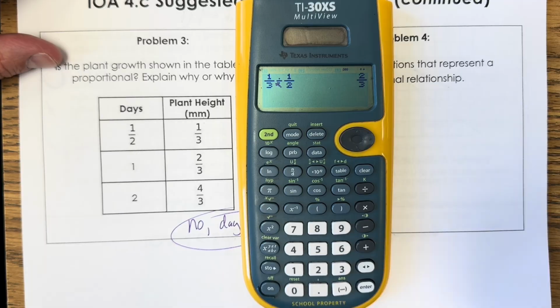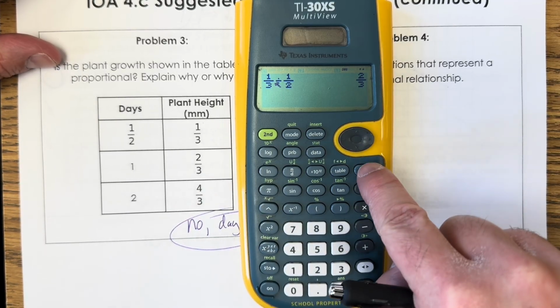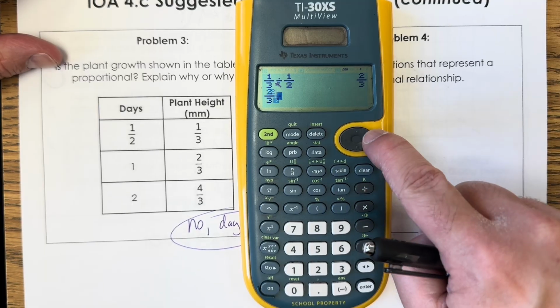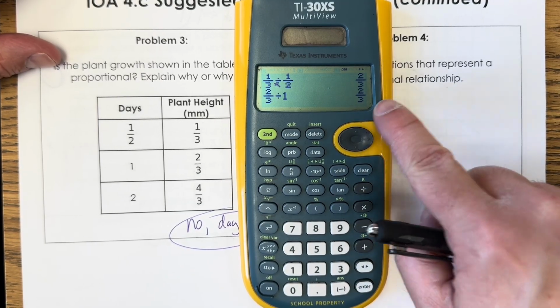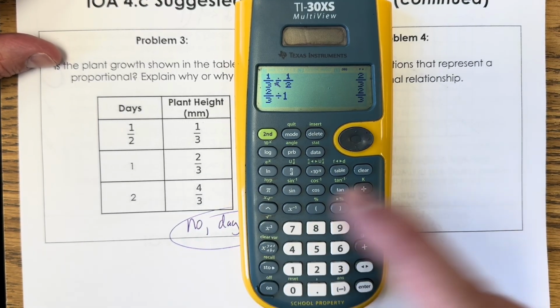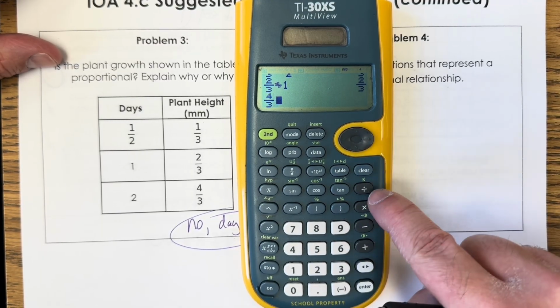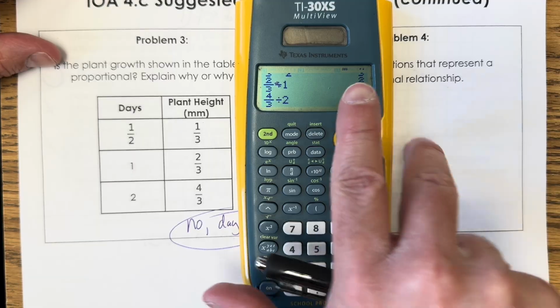It's a rate of 2/3. Okay, so let's do the next one. 2/3 divided by 1 is 2/3. Huh. Okay, now here's the trick. Let's go. 4/3 divided by 2, also 2/3.